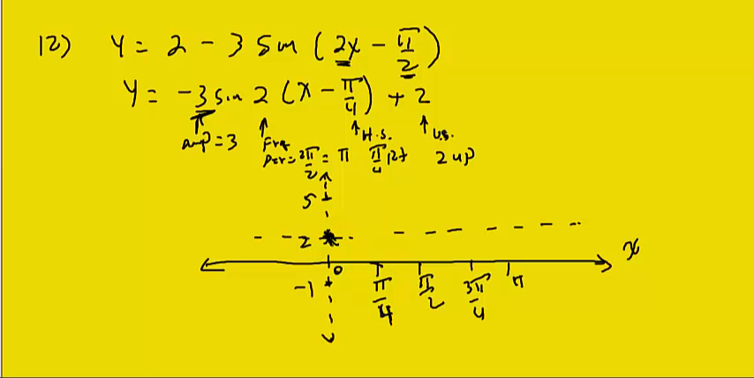It's going to go down to here at pi fourths, and it's going to go back to the middle at pi halves. Then it's going to go up to 5 at 3 pi fourths, and it's going to go back to the middle again right there. So my curve looks like this.